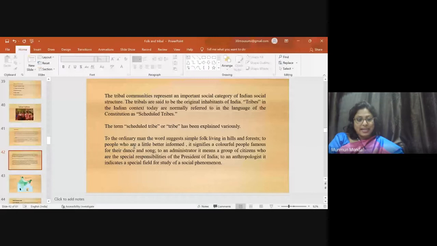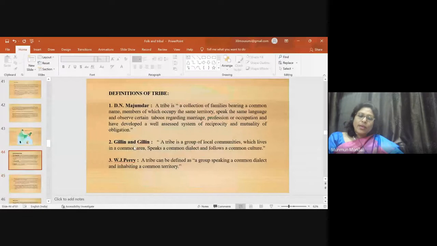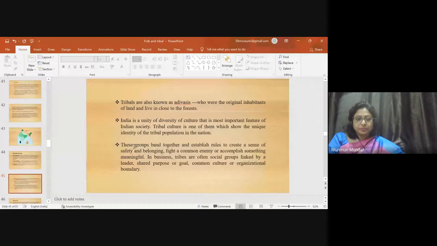So these tribes have been interpreted in different ways. In our constitution also, we have a special part for these tribes, that is scheduled tribes. As I have already mentioned, different historians have described these tribes in different ways, like D.N. Majumdar, Gillin and Gillin, Perry. So I'm not going into that. The tribals are mostly known as Adivasis, the original inhabitants of lands, whose life is very close to the forest. And here in India, we have different tribes.